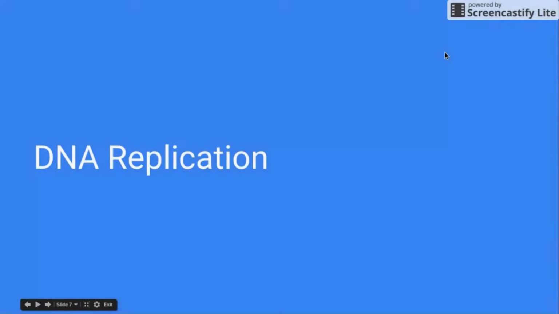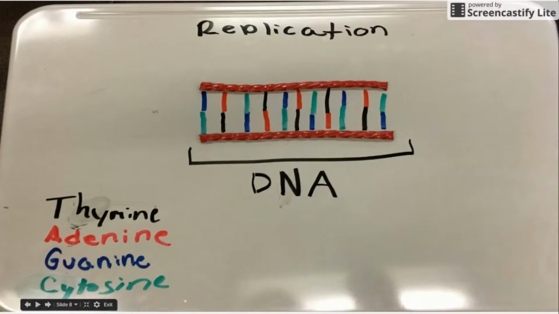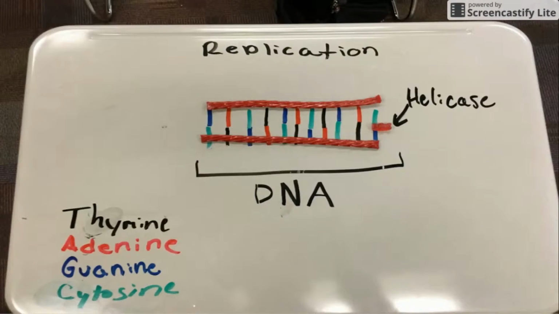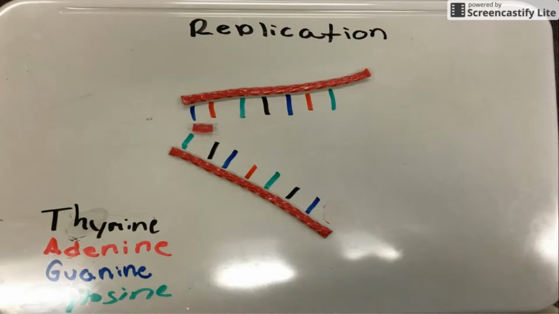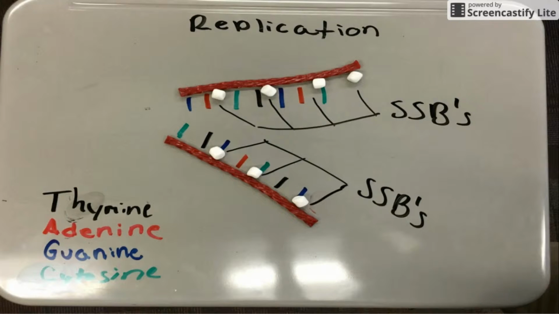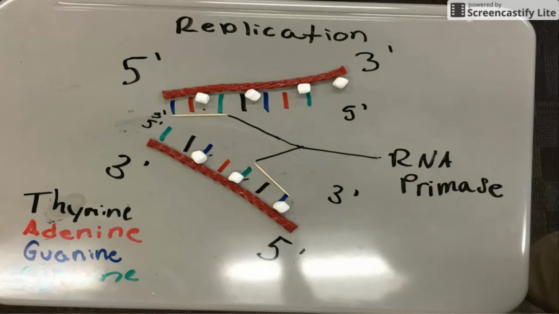DNA replication starts with a normal DNA strand. First, helicase unzips the DNA strand at the hydrogen bonds and splits the strand into two pieces. Then SSBs attach on both sides to keep the strands from reattaching. It is important to note the directions of the strands. The leading strand is 3-5 direction and the lagging strand is 5-3 direction.